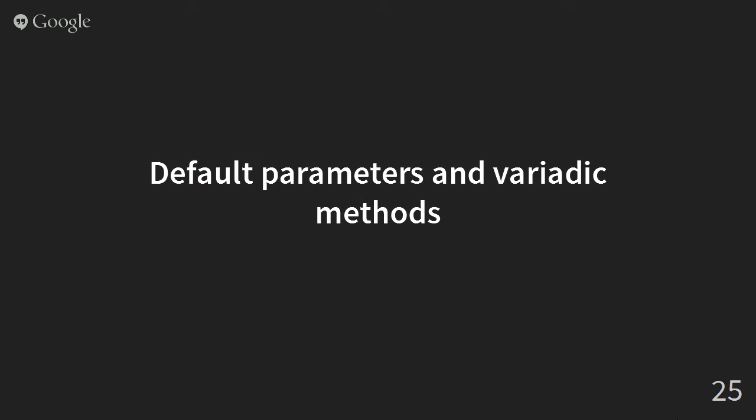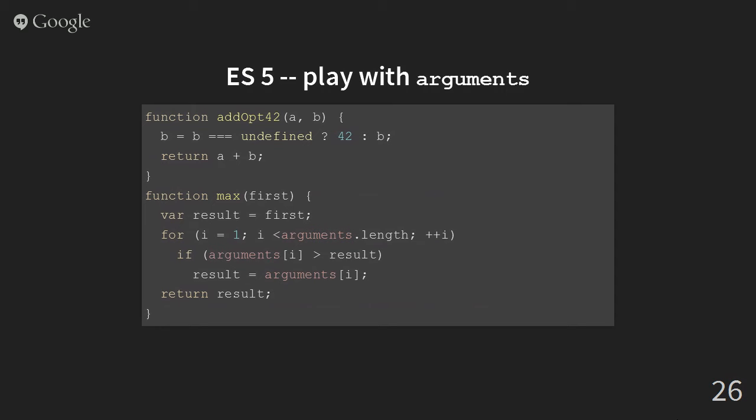Another ECMAScript 6 feature that basically everyone likes as soon as they have discovered it is default parameters and variadic methods. So in ECMAScript 5, you typically have to mess with the arguments parameter. Who has already used the arguments parameter sometimes to implement some method?